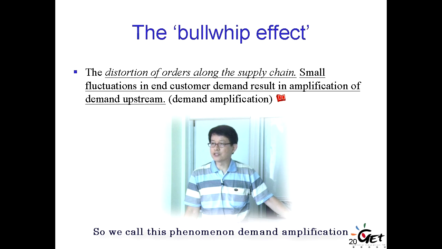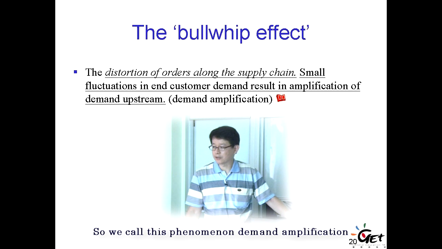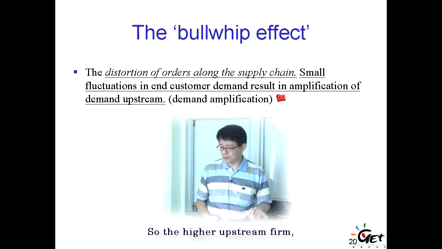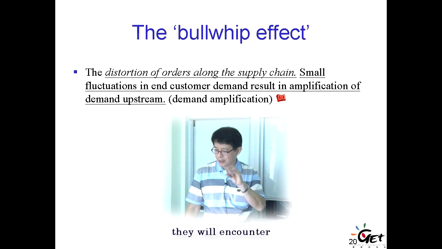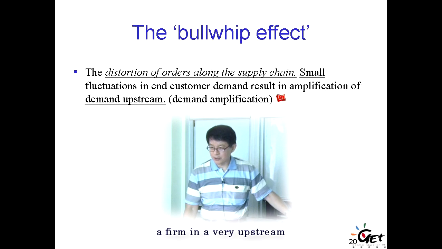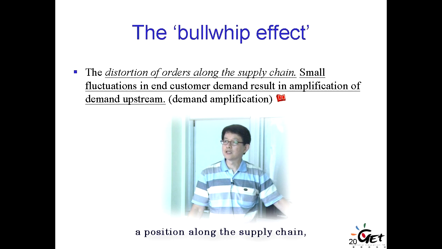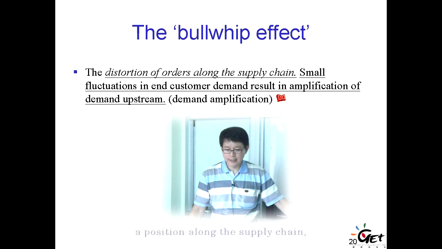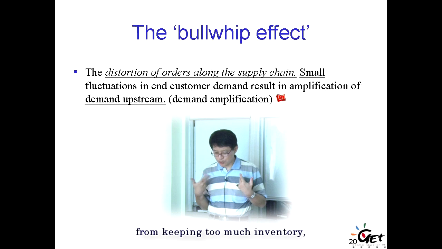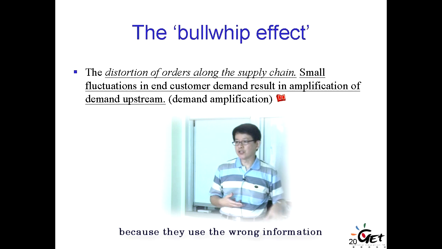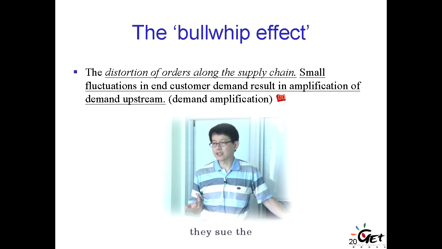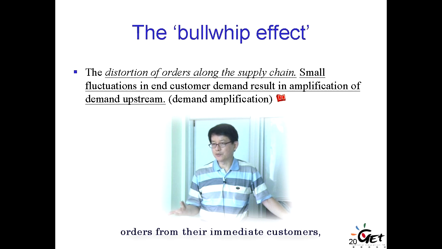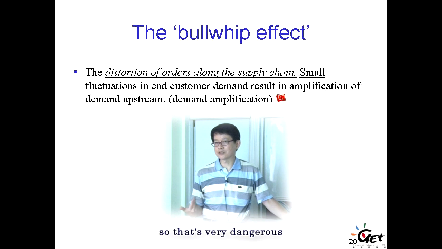Okay. So we call this phenomenon demand amplification. The higher upstream the firm, the more variations they will encounter. A firm in a very upstream position along the supply chain will usually suffer from keeping too much inventory, because they use the wrong information, not suitable information, and they use the orders from their immediate customers. So that's very dangerous.